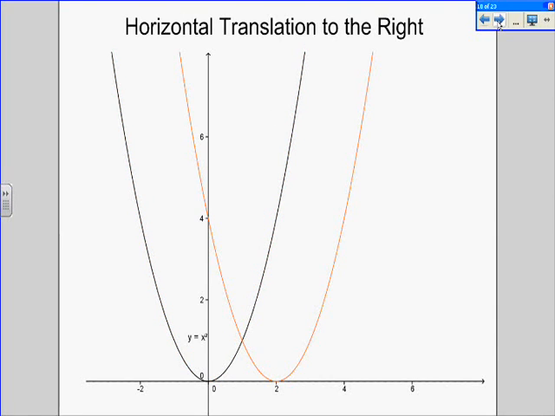A translation to the right. So this is our original function, y is equal to x squared. And this one is actually y is equal to x minus 2 squared. So in this case, my value of h is just 2. And we can see here that it's been translated over here. It's been moved over to the right. And if you remember working with quadratics last year, you actually know from looking at that function that 2 would have been your 0.